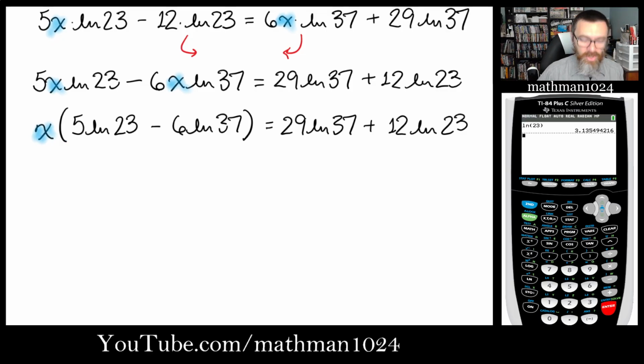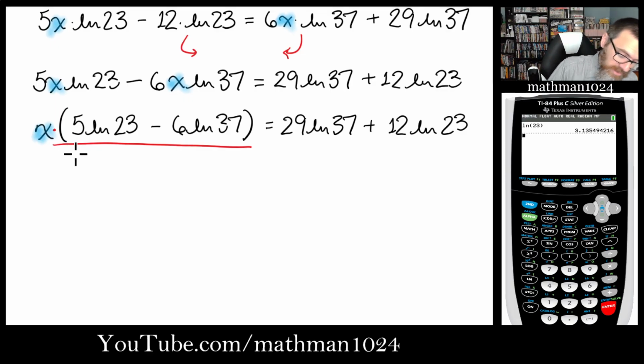So here is the only x that we have. And this is x times a bunch of stuff. Now, all of this is just a number. I could go to the calculator and just type that in, and it's going to give me a decimal. That means this is really the coefficient of x. So I'm going to divide both sides by this number.